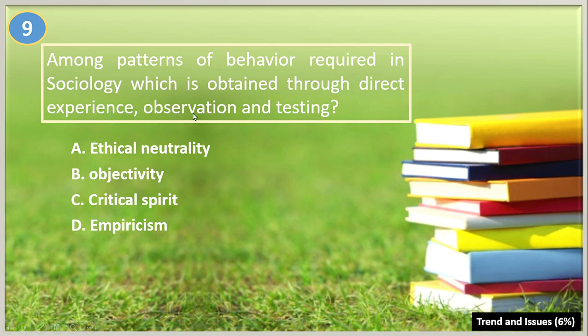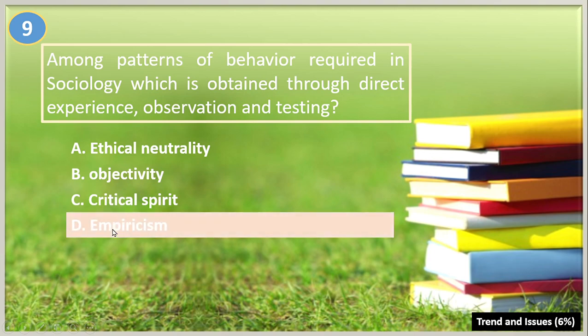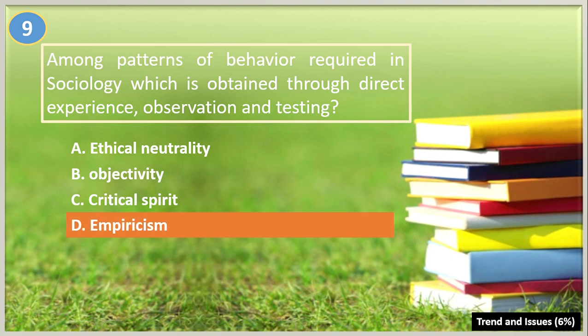Number 9. Among patterns of behavior required in sociology, which is obtained through direct experience, observation, and testing? A. Ethical neutrality. B. Objectivity. C. Critical spirit. D. Empiricism. The answer is letter D. Empiricism.